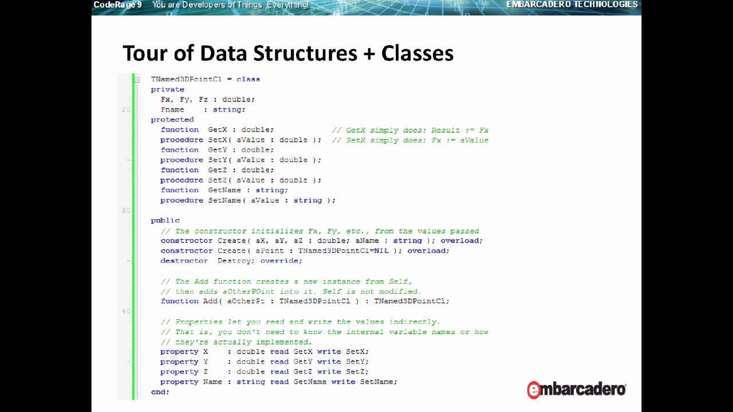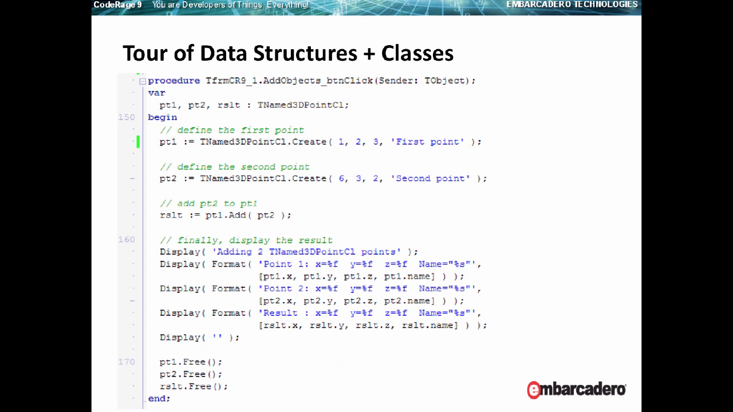Now if we take a look at the class, we have the same 3 doubles and a string, but now we have some setter and getter functions. We have some properties at the bottom here. In the middle, we have a couple constructors. The first one allows us to initialize the object with 3 doubles and a string, and the one in the middle takes what in C++ would be called a copy constructor. It takes another instance, and if it's nil, it sets the values to reasonable defaults. And we've got the destructor. Then we have an add function, which creates a new instance from self, then adds the other point into it. Self is not modified.